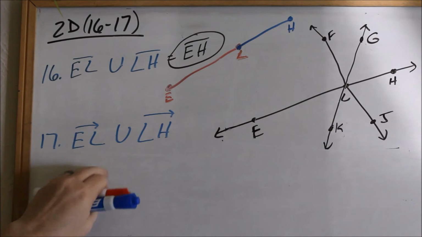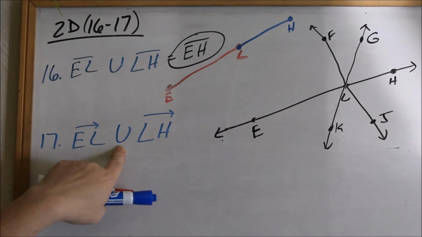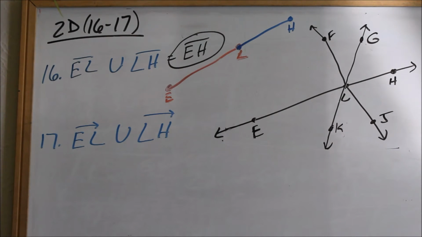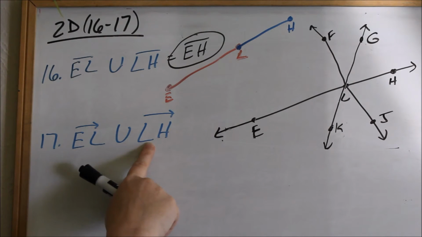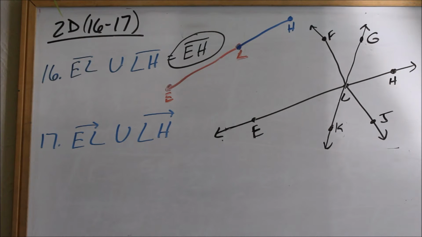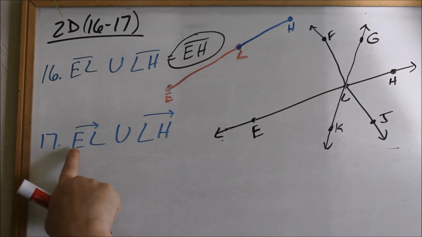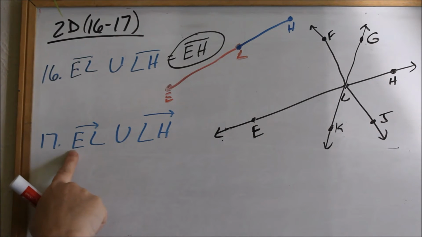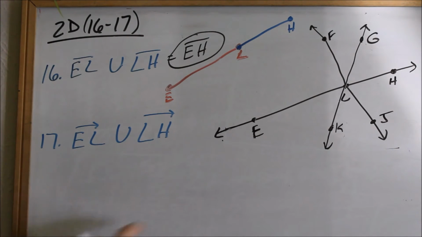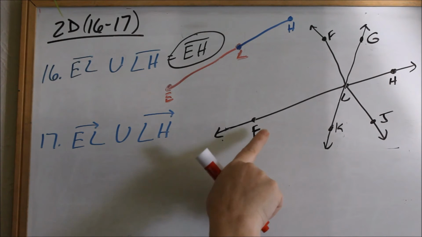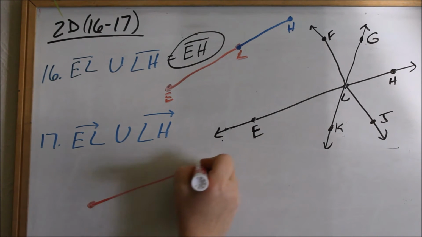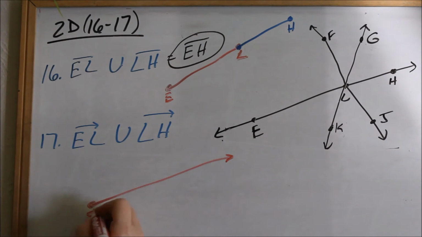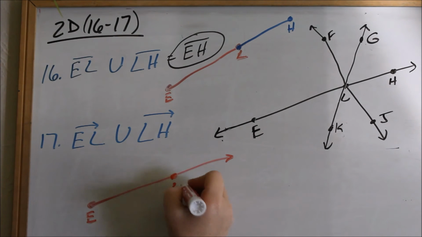Okay, now let's look at 17. Again, we're doing union. Union means combining together. Combine is the key word. We want to combine together ray EL and ray LH and then give them the answer of what we get. So, from your picture, draw ray EL. Remember, the one on the left is your endpoint. E is your endpoint. There's my endpoint E going towards L. So here's E, and then here's L.